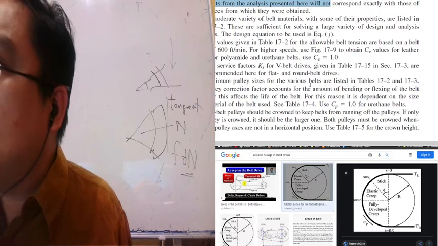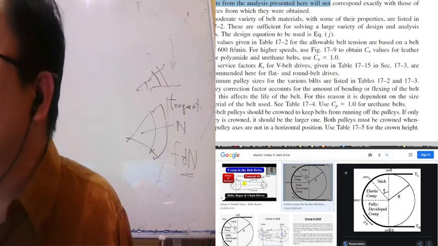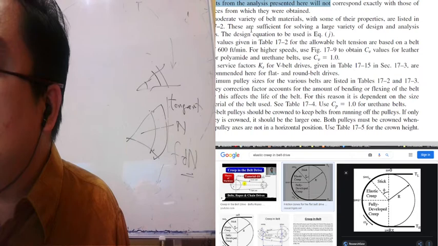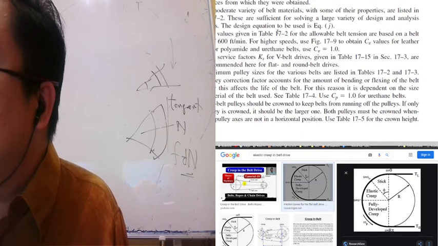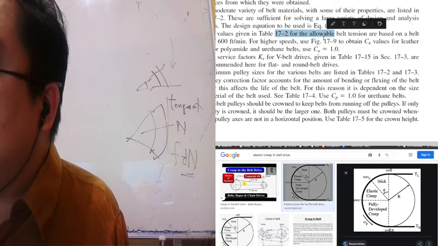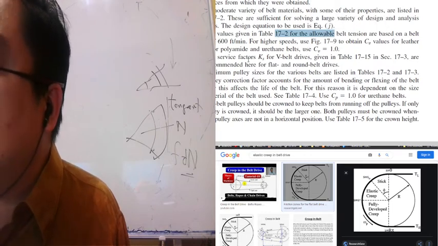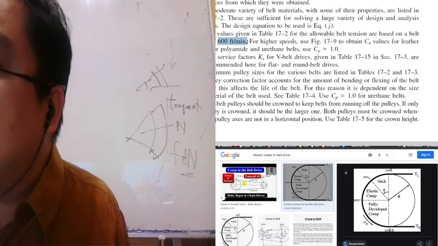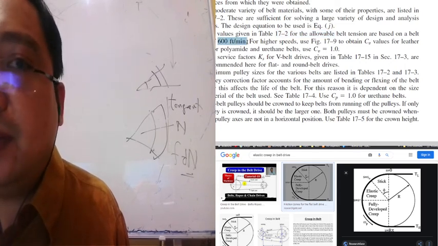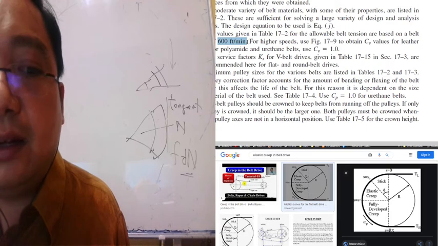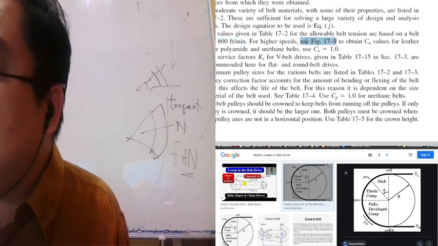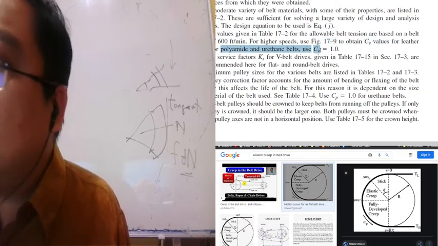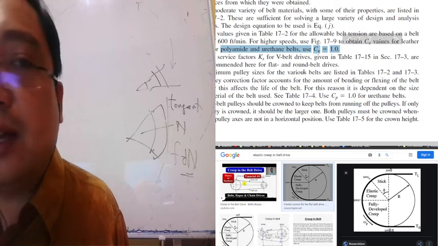Then, a moderate variety of belt materials, with some properties listed in table 17.2, is sufficient for solving a large quantity of design and analysis problems. The values given in 17.2 for allowable belt tension are based on a belt speed of 600 feet per minute. You can convert to meters per second. For higher speed, use figure 17.9 to obtain CV values for leather belts. For polymer and urethane, use CV equals 1.0.